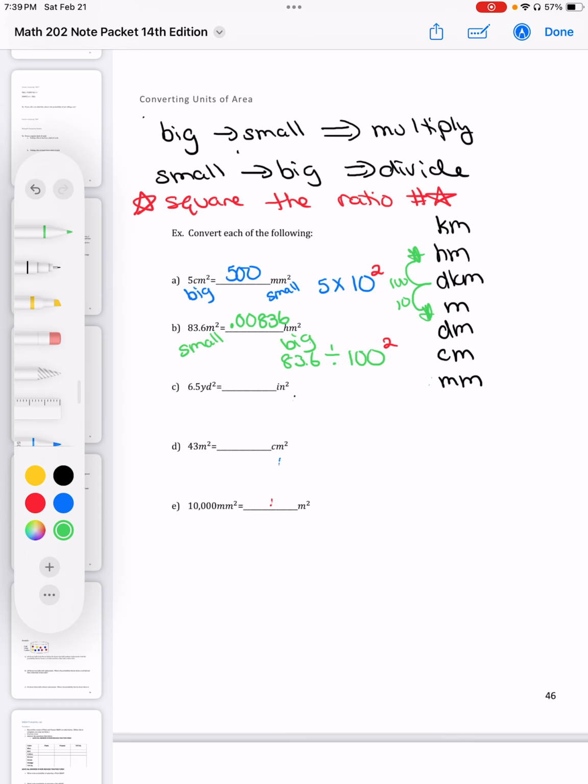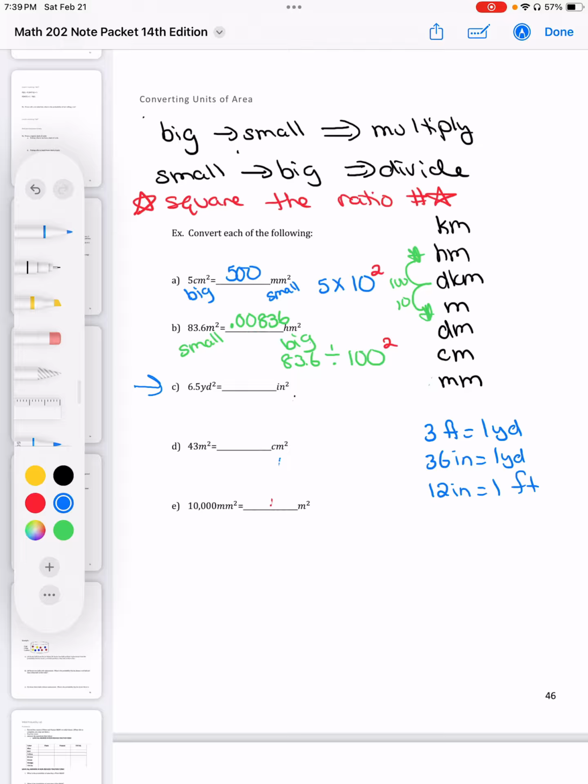We're still going to have this idea of squaring that ratio number even when we leave the metric system. So outside the metric system, we also have to know that there are 3 feet in 1 yard. There are also 36 inches in 1 yard. And there are 12 inches in 1 foot. So that's what I'm going to use right here for my standard system.